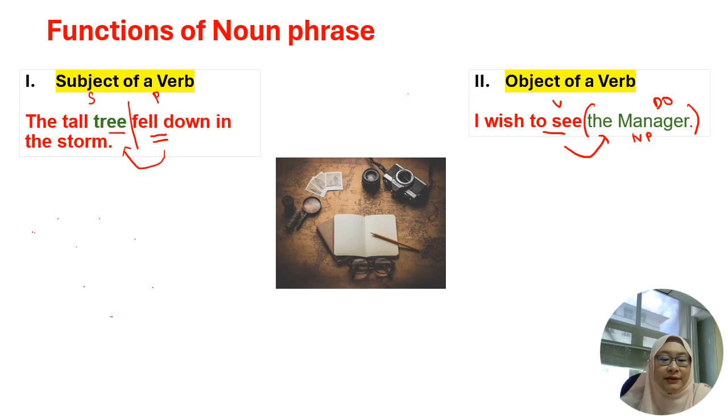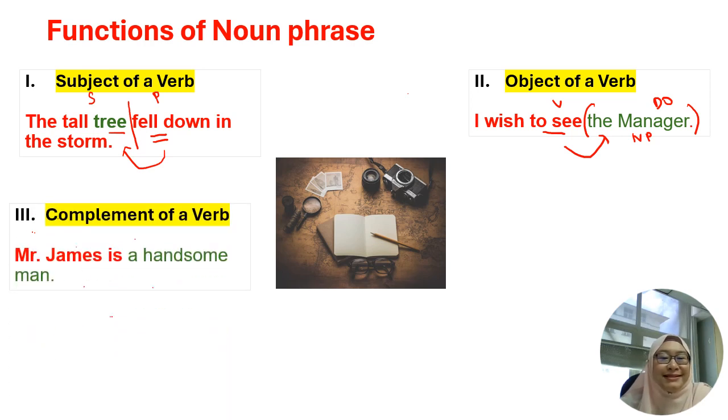Next is complement of a verb. The next one is complement of a verb. Here, like in this sentence, Mr. James is a handsome man. So you look at this one here and compare number 3 and number 2. Here we are looking at the one that I have put in green, a handsome man. So this is the noun phrase.